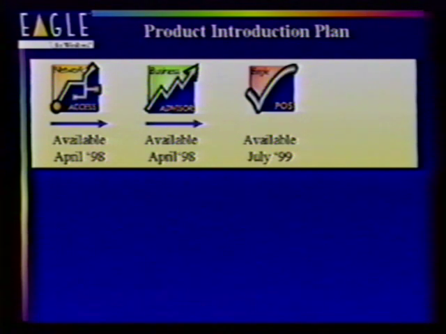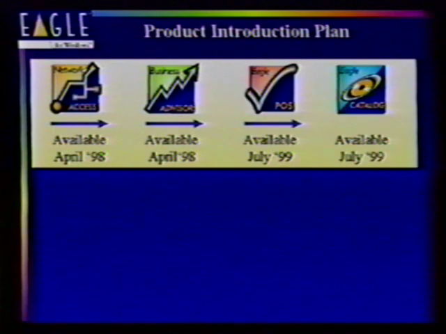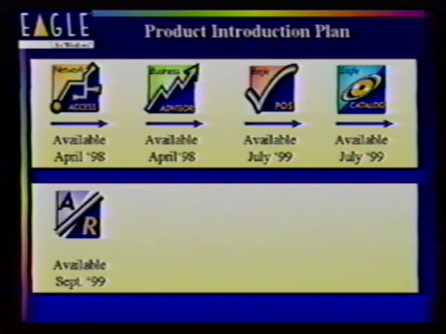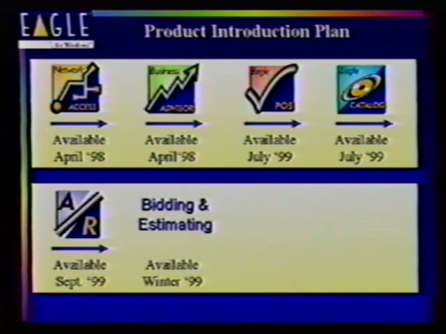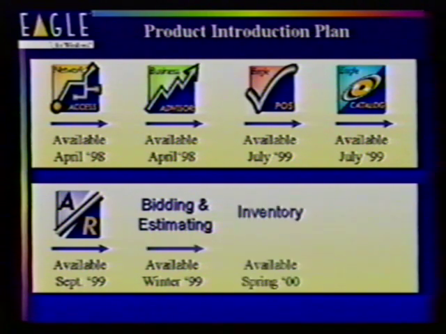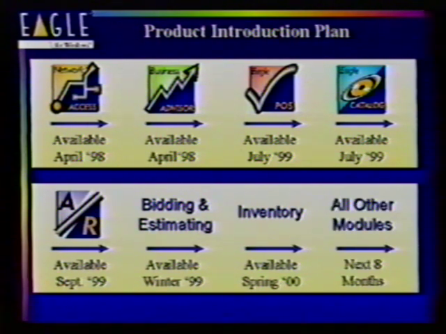In July of 1999, we made available our Eagle for Windows Point of Sale and also our Eagle for Windows Catalog software modules. In September of 1999, we introduced our new Eagle for Windows Accounts Receivable software, which we'll be looking at in just a moment. Our plans are to make available our new Eagle for Windows Bidding and Estimating module this coming winter. During the spring of 2000, we plan to roll out our Eagle for Windows Inventory modules. And finally, we'll offer other Windows-based modules to include our accounting modules such as Accounts Payable, General Ledger, and Payroll.